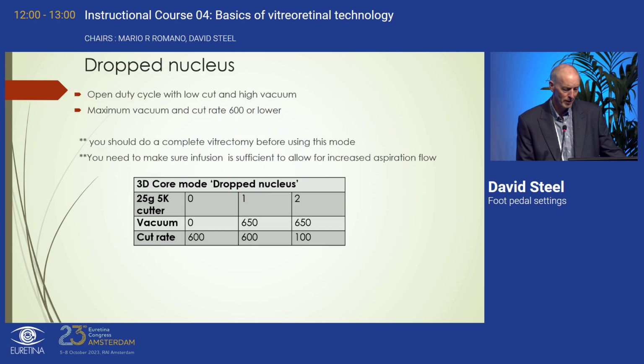Because you can use 3D also in drop nuclei. In drop nuclei, you want a maximum open duty cycle with a low cut rate and high vacuum. So for example, on 3D for 25 gauge with a 5K Alcon cutter, you could have those settings where you have 0 to 650, so maximum vacuum on the first bit of the pedal depression, and then you drop your cut rate for the second bit of pedal depression to give you that wider open duty cycle to remove epinucleus and less dense nuclear material. So I use 3D settings quite often on drop nucleus.